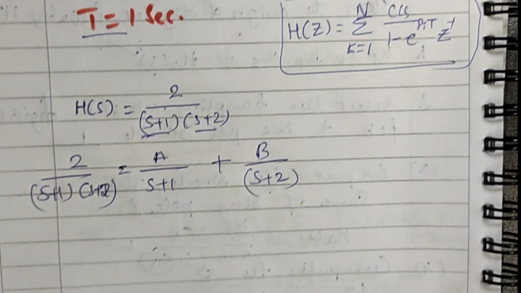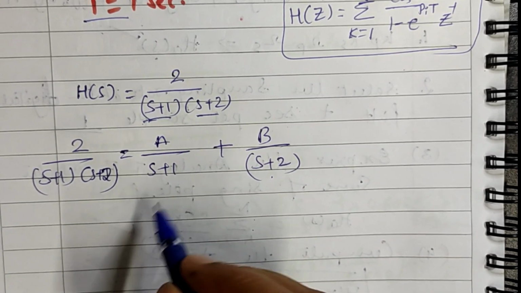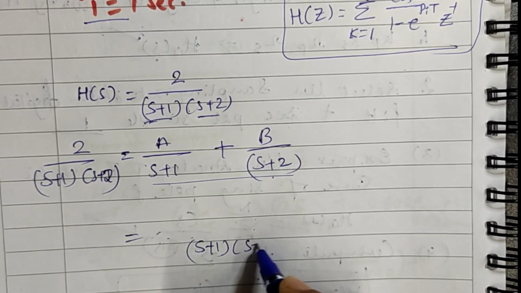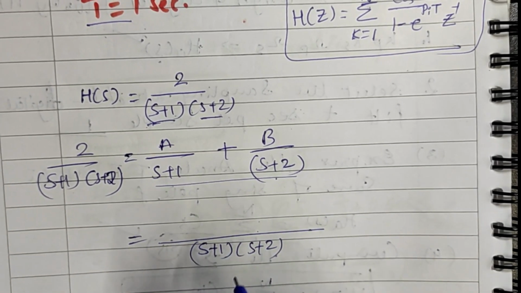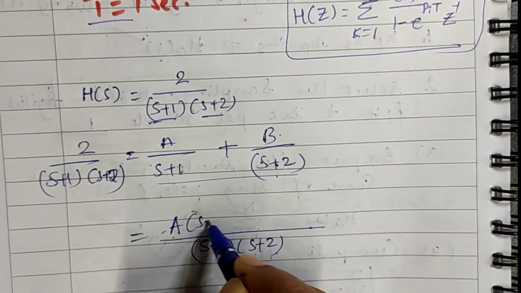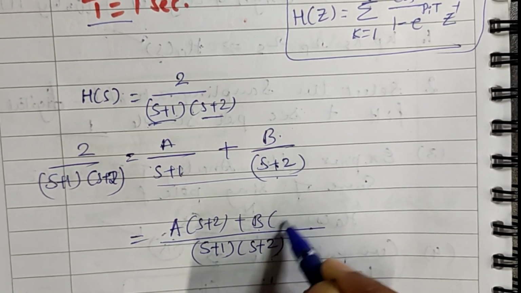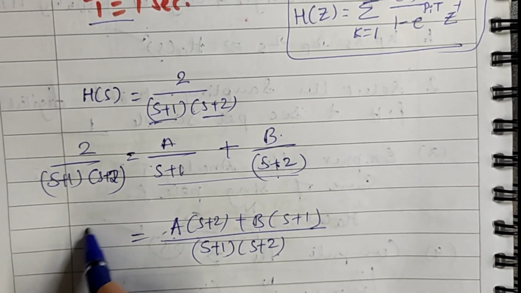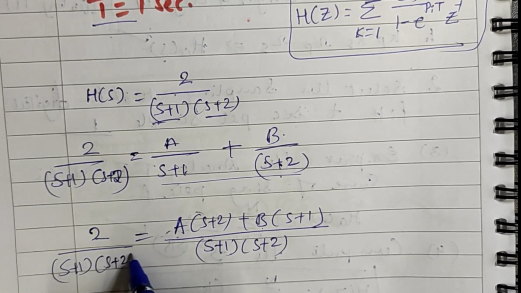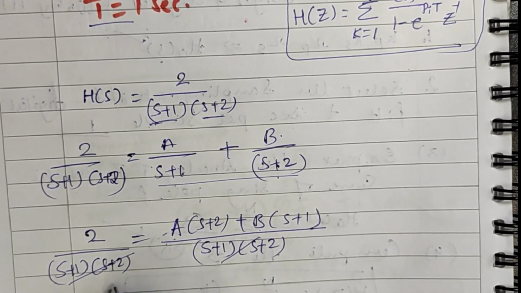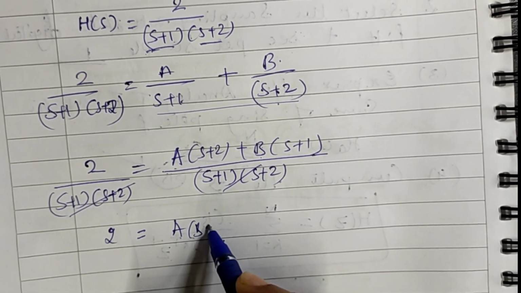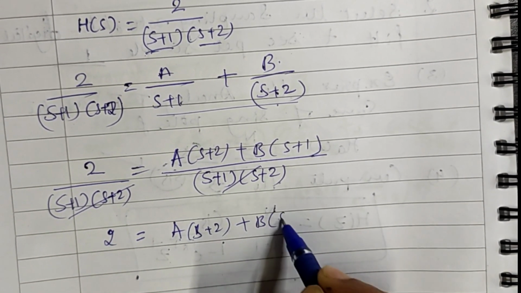This is where we do the partial fraction and calculate A and B. We are very familiar with this. It will be cross multiplication, so A into (s plus 2) plus B into (s plus 1). On the left hand side we have (s plus 2) divided by (s plus 1) into (s plus 2), so the denominators on both sides cancel, and we are left with 2 equals A of (s plus 2) plus B into (s plus 1).